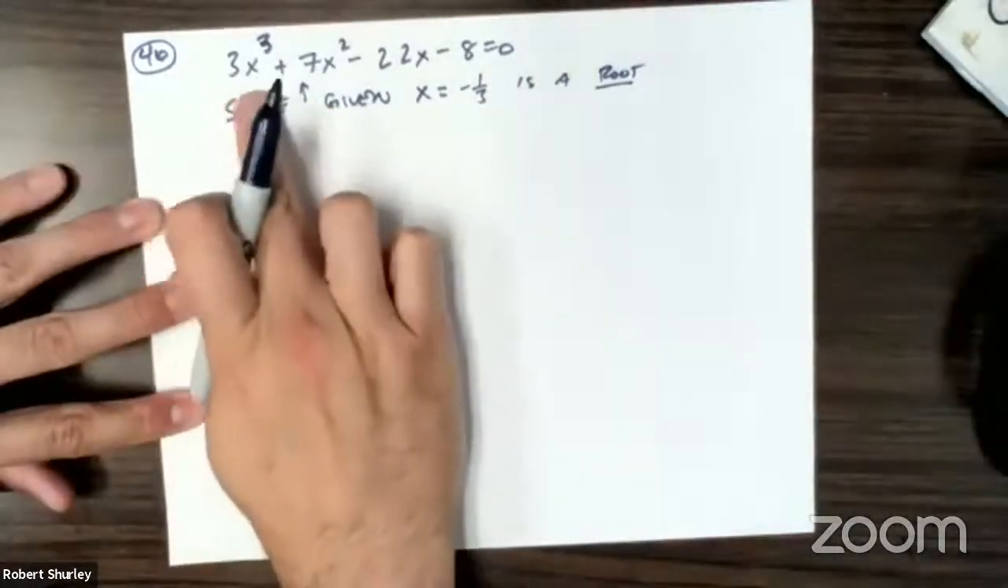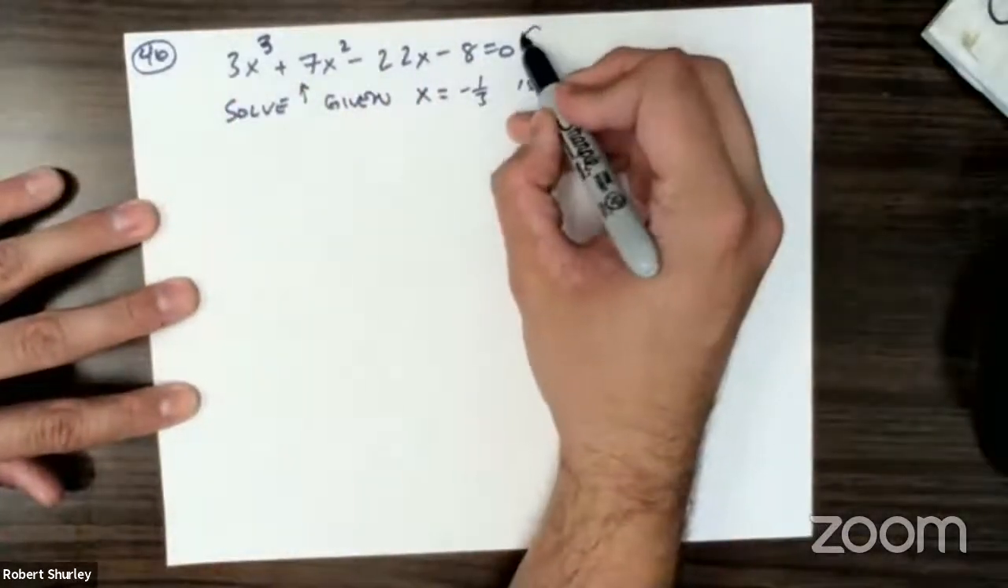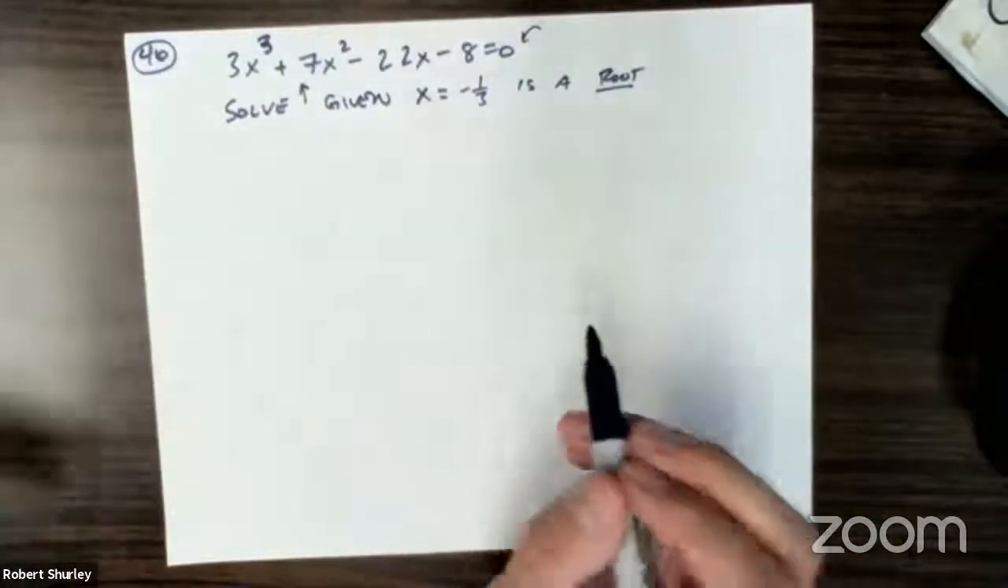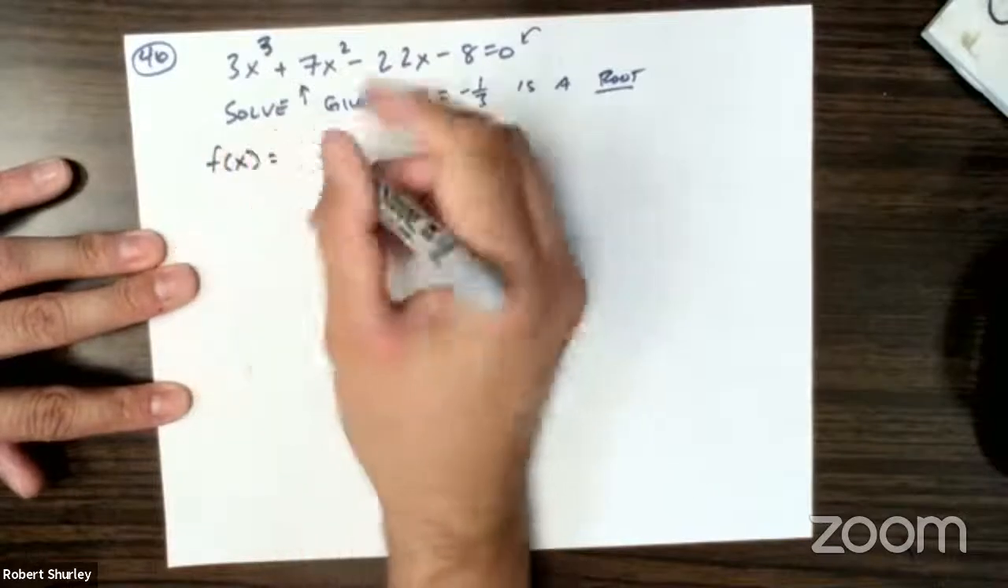Now, the first thing I'm going to do, I like thinking of this as a function. Now, 0's got to be on one side of it if you're going to do that. And I didn't mention that before. So I'm going to think of this as our function, f of x.